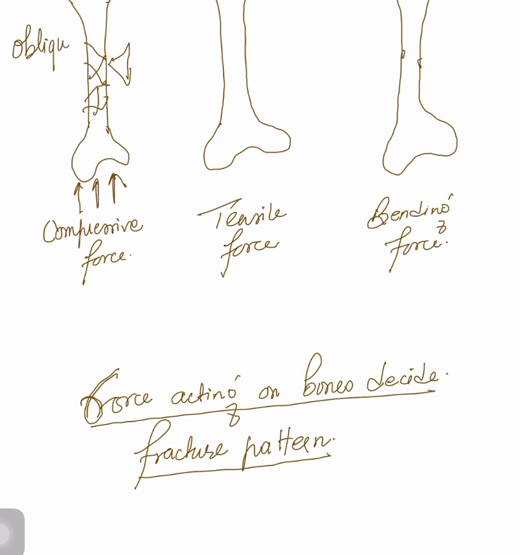So revising the compressive force, it can cause an oblique fracture, it can create a butterfly fragment, or it can create severe comminution in the long bones. So one type of force that acts on the long bone is a compressive force, and we can see it can create a variety of these patterns.